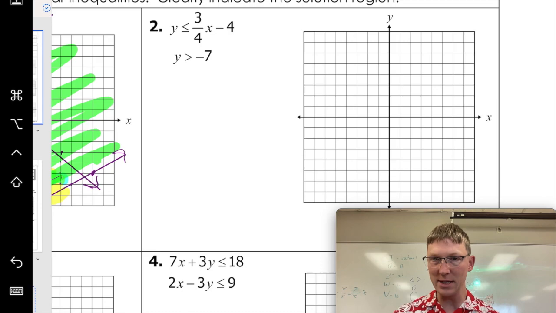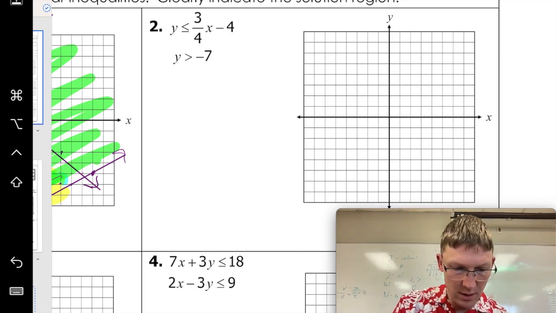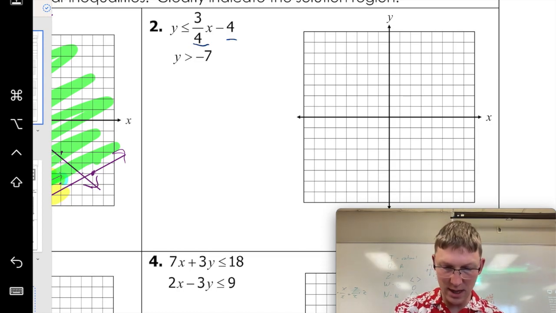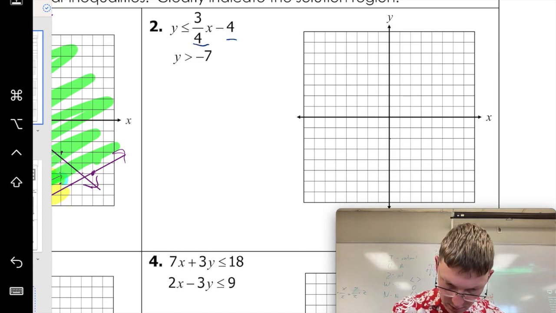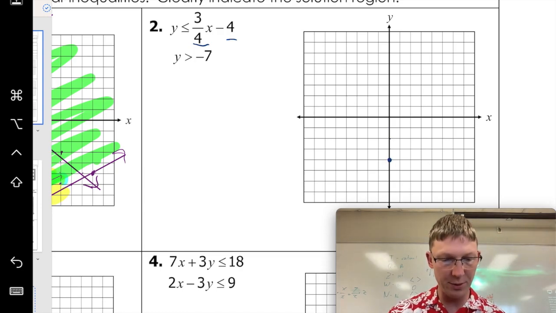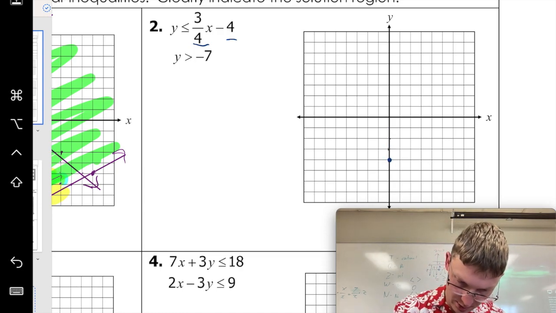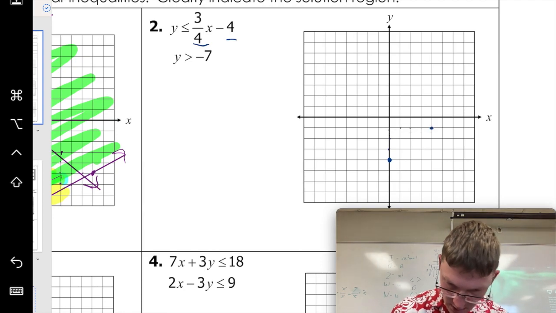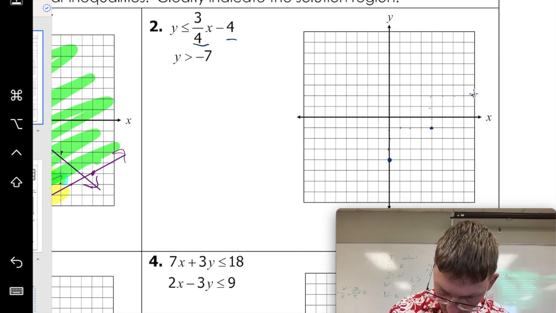Okay, number 2, we're going to follow the same process. We're going to graph both lines and see what happens. So this is y equals mx plus b. Our y-intercept is at -4: 1, 2, 3, 4. And then our slope is up 3 over 4: 1, 2, 3, over 1, 2, 3, 4.